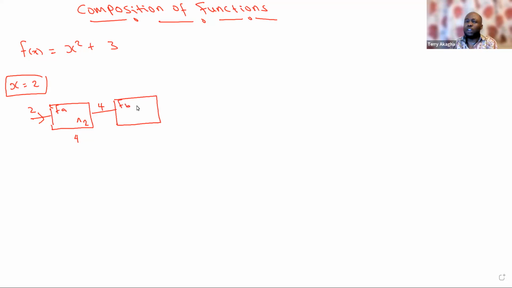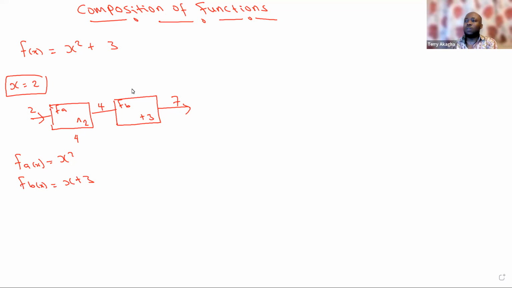It's something you already know, we're just trying to bring it to life. So now this 4 plus 3 will give you 7. Does that make sense? So we have two functions here. The first function was f of a of x, that was x squared. Then we use the second function, f of b of x, which is x plus 3.